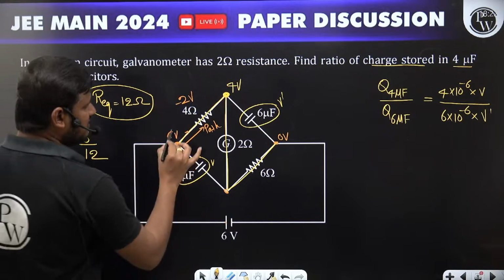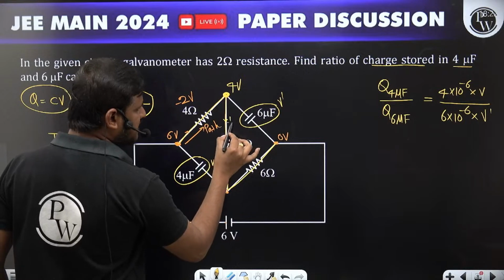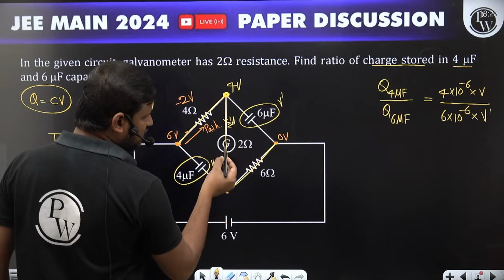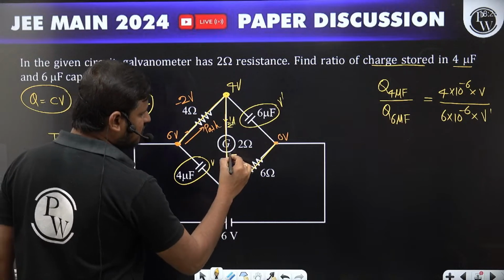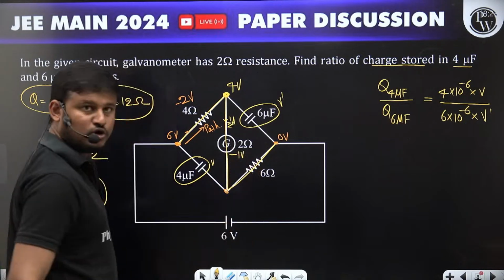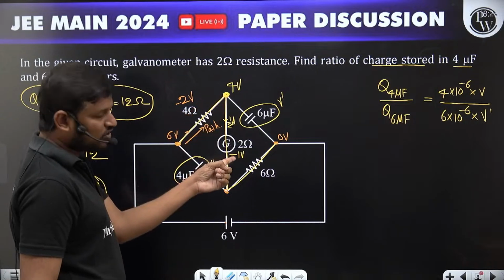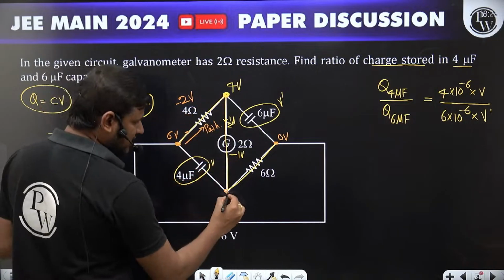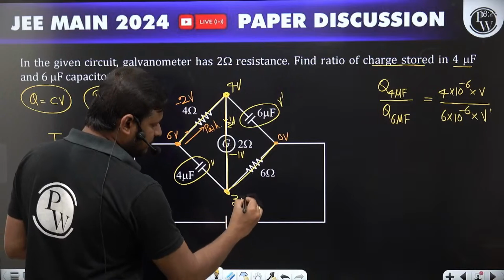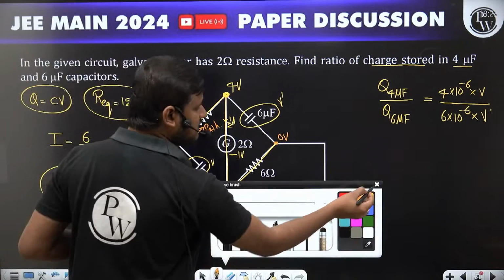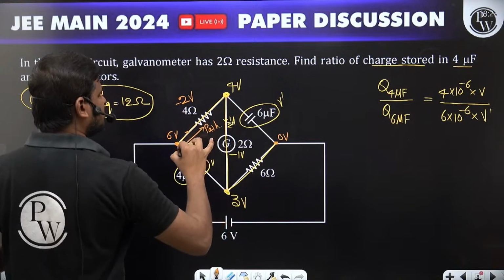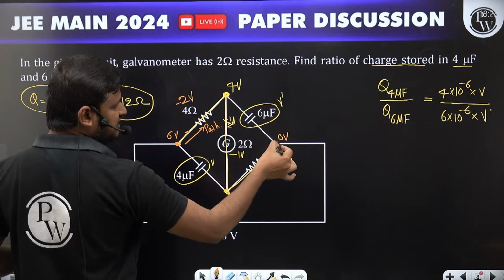And similarly, when the same current 1 by 2 amperes comes this way, then 1 by 2 into 2, the voltage drop across this one will be minus 1 volt. So here 4 volts, 1 volt is dropping here, so then here comes the 3 volts. So that's it, the question is done. Now we got the voltages here: 6, 4, 0, 3.